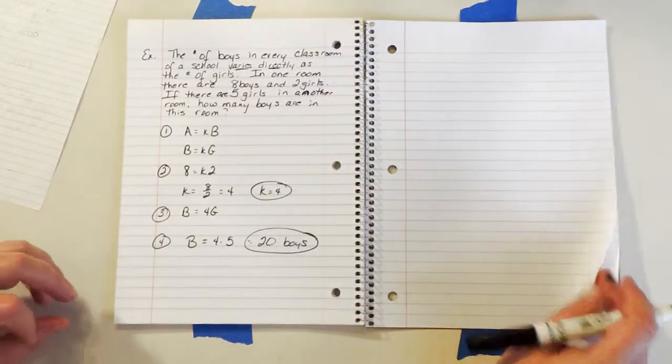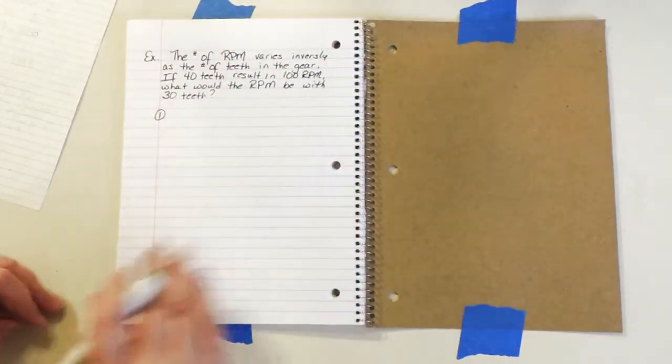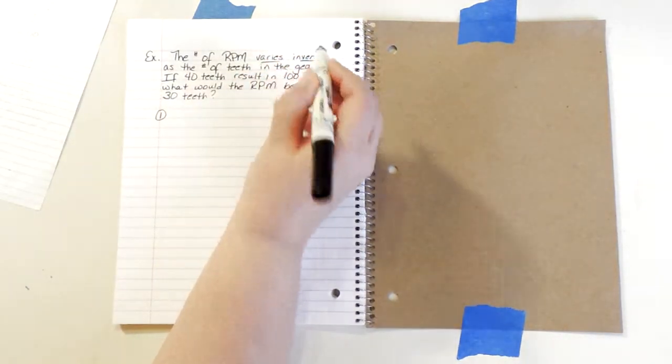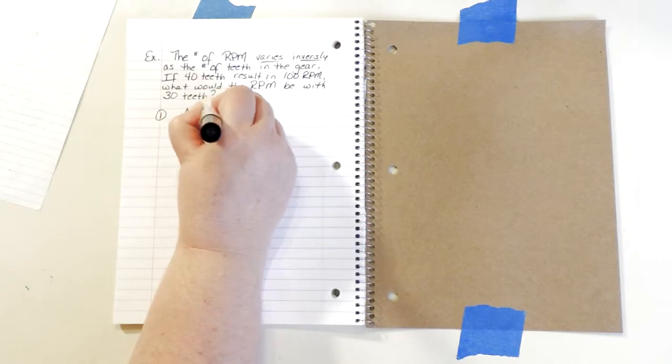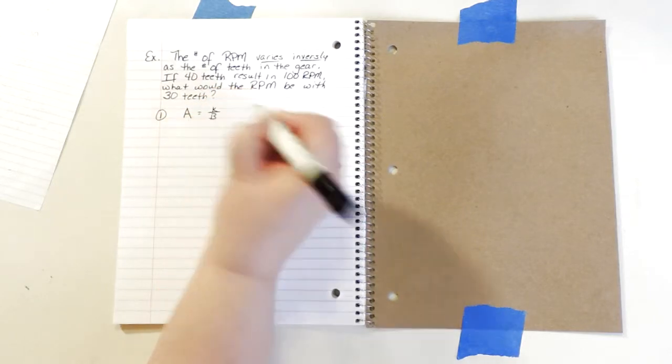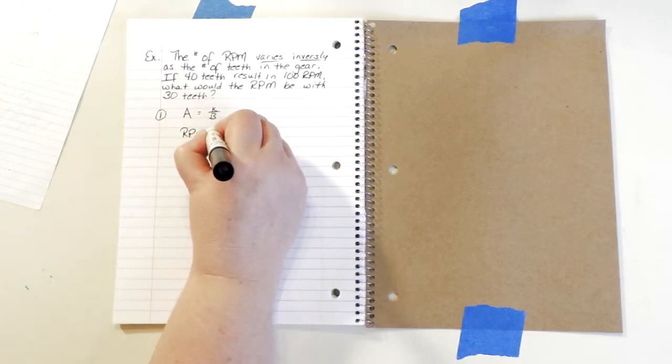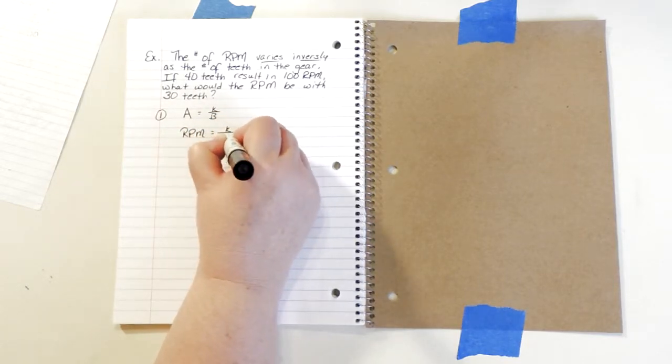Let's try another one. The number of RPM varies inversely as the number of teeth in the gear. If 40 teeth result in 100 RPM, what would the RPM be with 30 teeth? So first of all, it varies inversely. So we're going to do an A equals K over B problem. In this case, it's going to be RPM equals K over teeth.